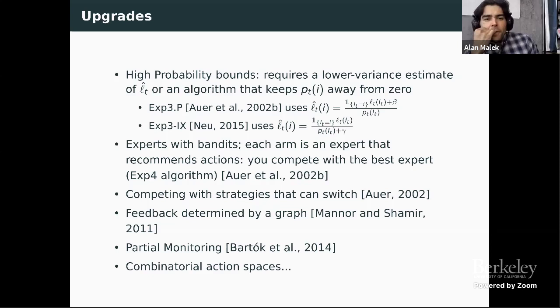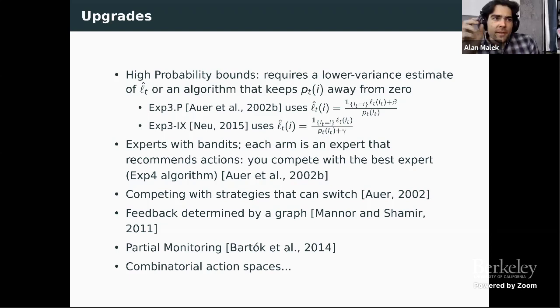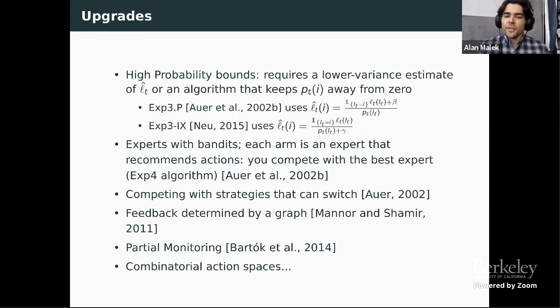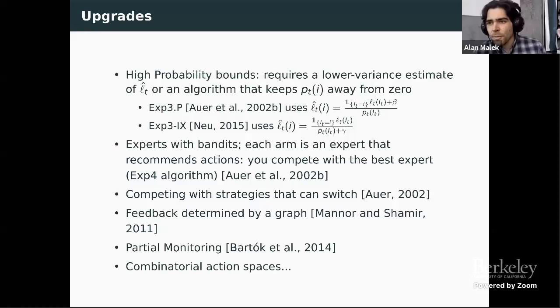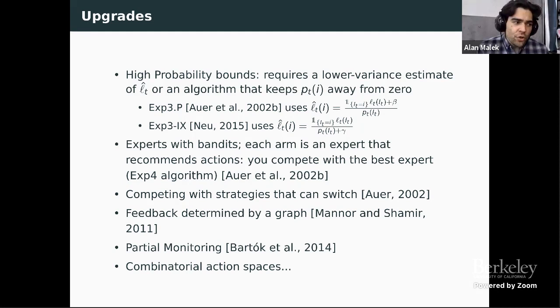You can mix bandits and experts. So instead of each arm being a single action, you can think of each arm being an expert, and experts will then recommend different actions you can take. Then your choice is which expert you follow and which action you then pick. That was solved by the EXP4 algorithm, which is actually pretty similar to the EXP3 algorithm, in the same paper. You can compete with strategies that can switch. And much like in the full information case, you can assume that your comparators are allowed a certain number of switches. You can have feedback that isn't just of the actions that you pick, but that's determined by some graph.